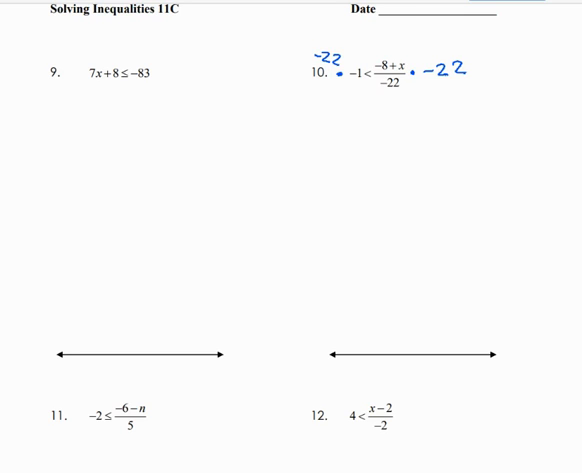That left-hand side is negative 22 times negative 1. That becomes a positive. I multiplied by a negative, so what happens to my symbol? It flips. And then that right-hand side, those 22s cancel, so I'm just left with the negative 8 plus x.